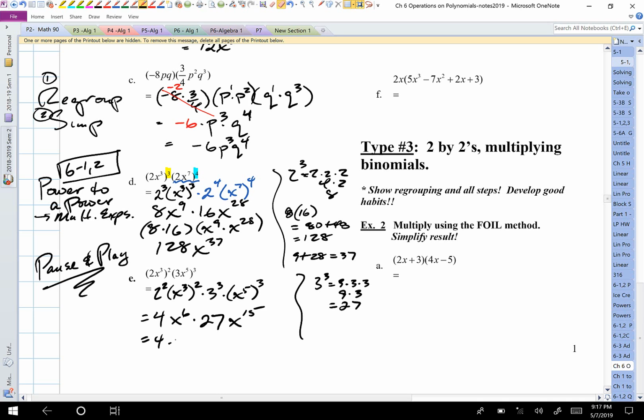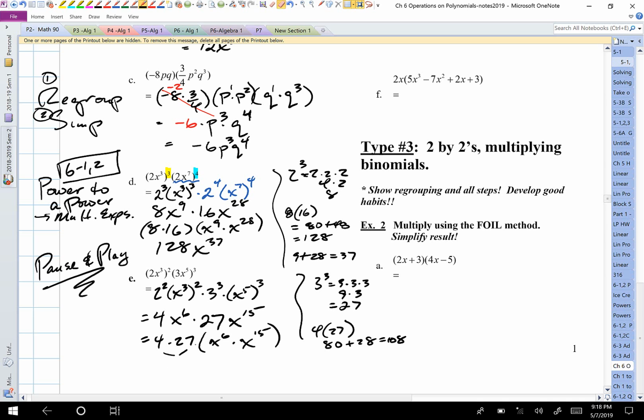And then you regroup 4 times 27, and then x to the 6th times x to the 15th, just like I did in the previous one. 4 times 27 is 80 plus 28, or 108. All right, so when you multiply these, you get 108.